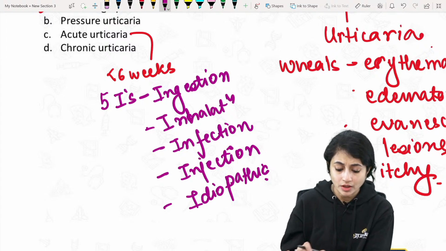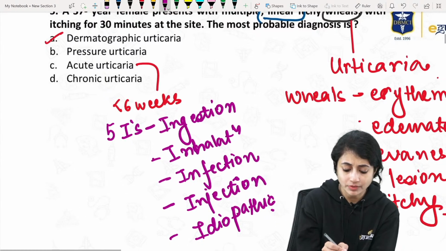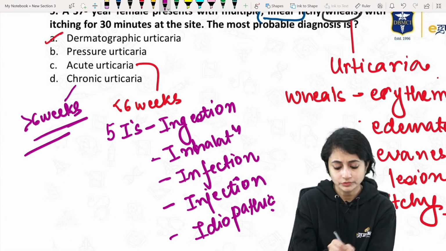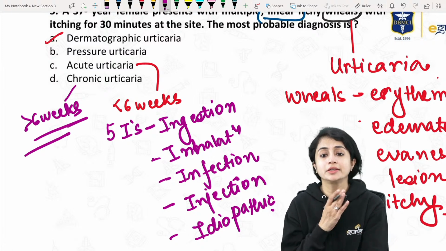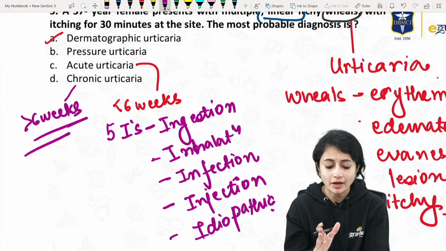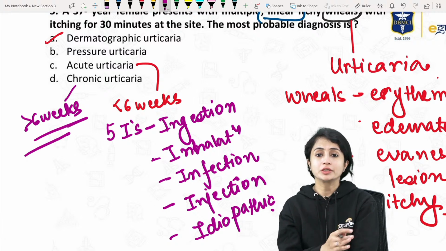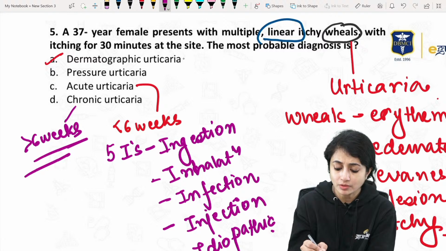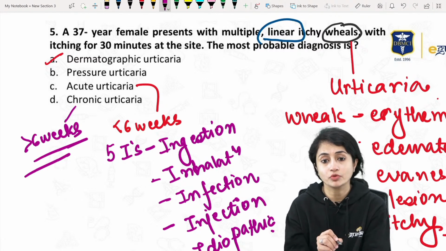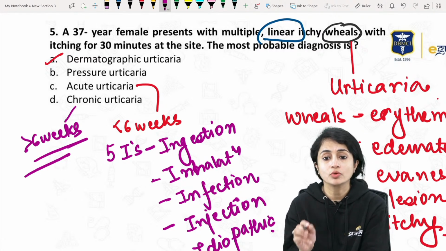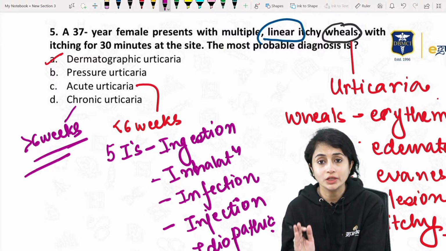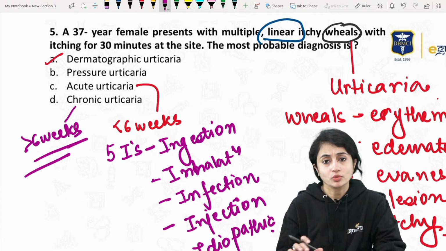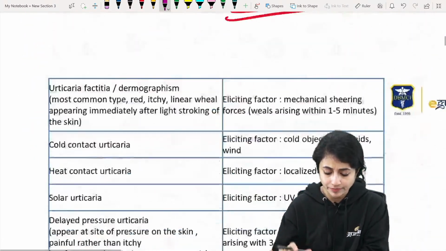Okay. Now, chronic urticaria is something which is more than 6 weeks. Okay, and chronic urticaria has a lot of types. Dermatographic urticaria or pressure urticaria are types of chronic urticaria. So if you ask me, dermatographic urticaria is a type of chronic urticaria, but in the question they've specifically talked about linear wheals, so the most probable diagnosis would be dermatographic urticaria here.